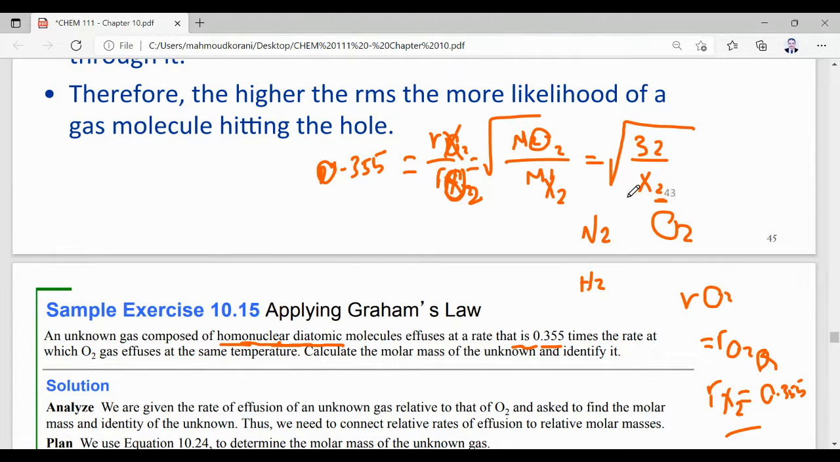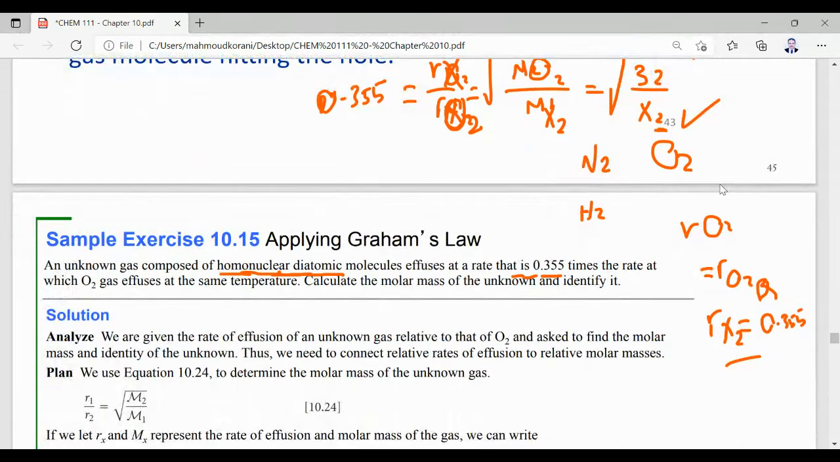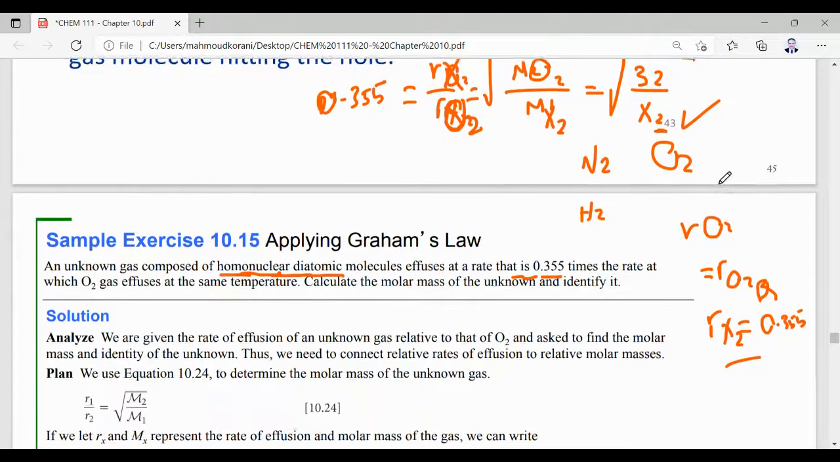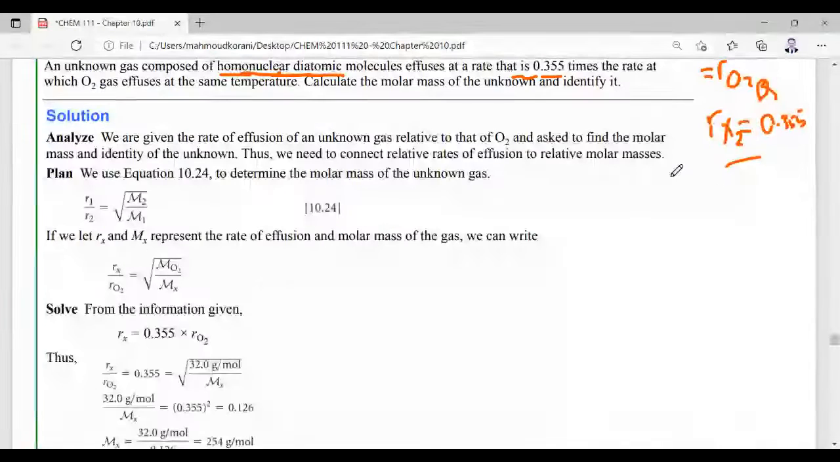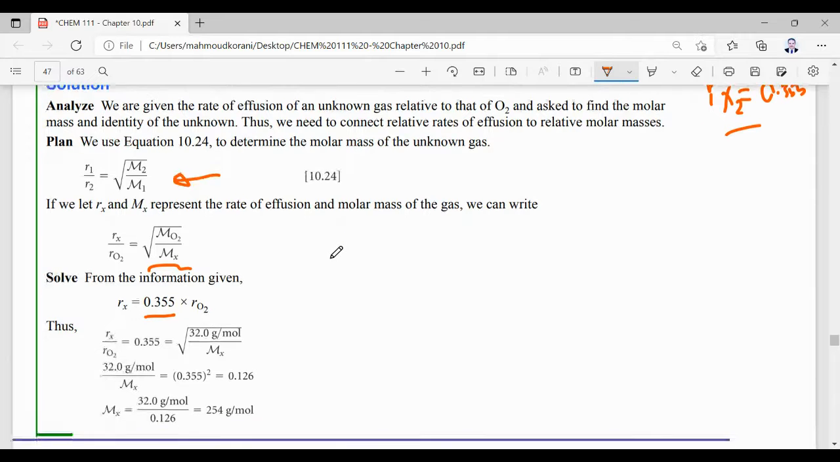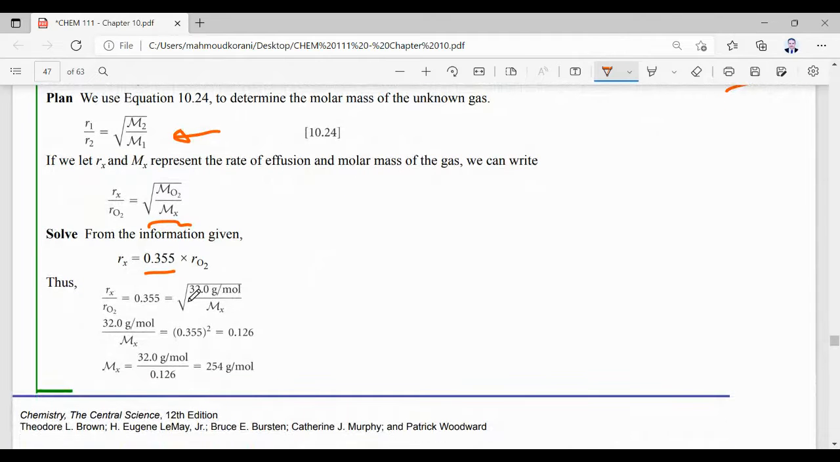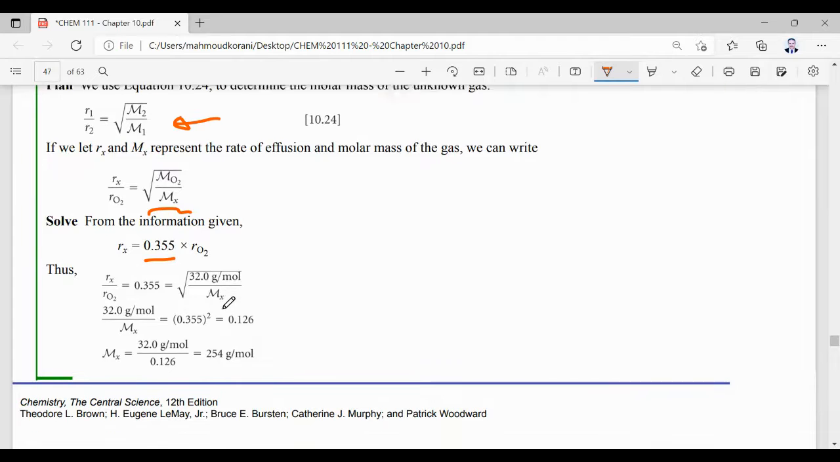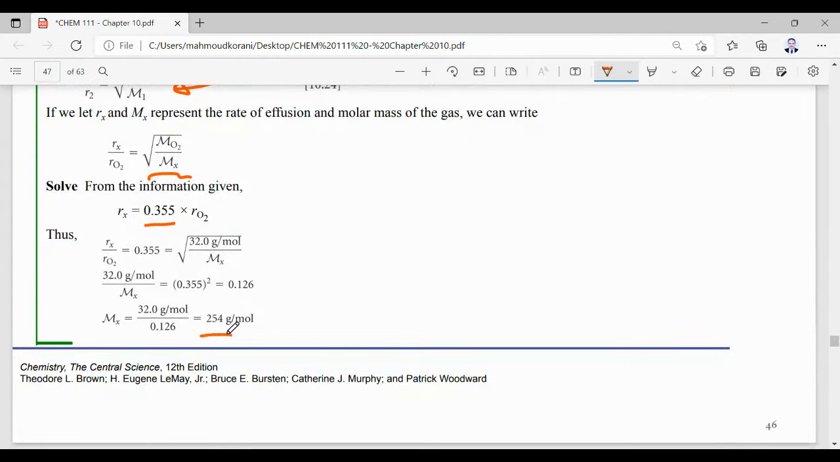So you have just one equation containing just one unknown. You would get it easily, and after you get it, I'm asking: calculate the molar mass of the unknown and identify it. It's very simple, a direct application of that one, and I'm giving Rx to RO2, which is this value. For information, it should be oxygen up here and the unknown one. You end up with that.